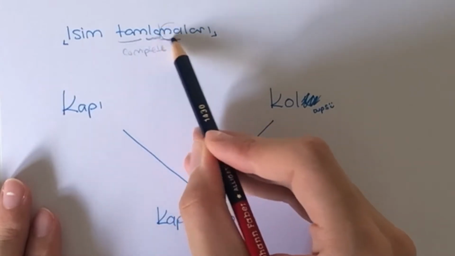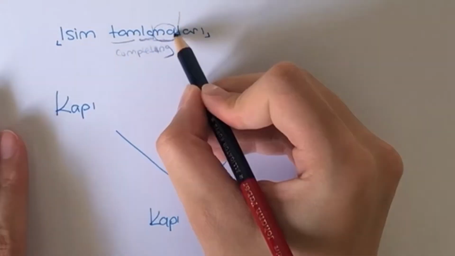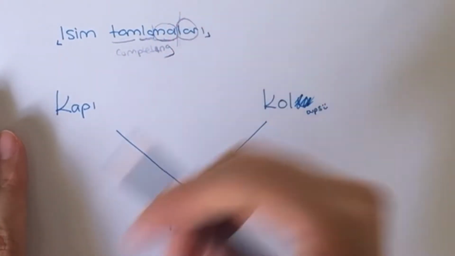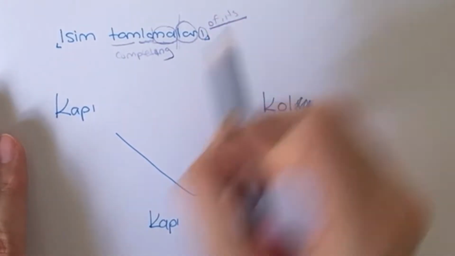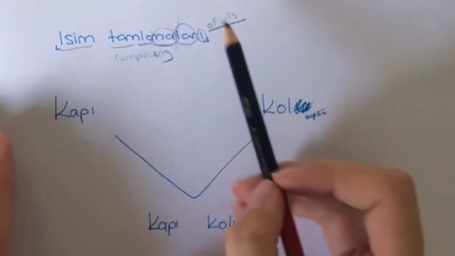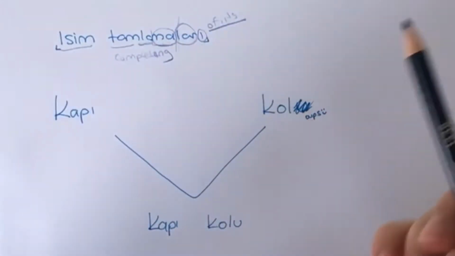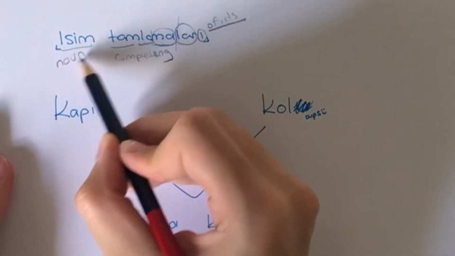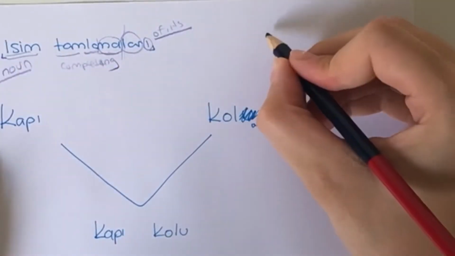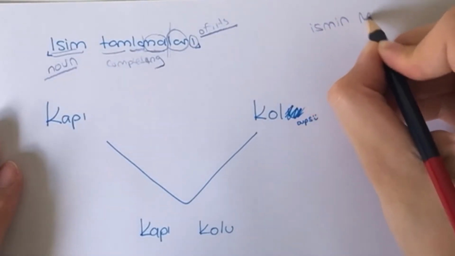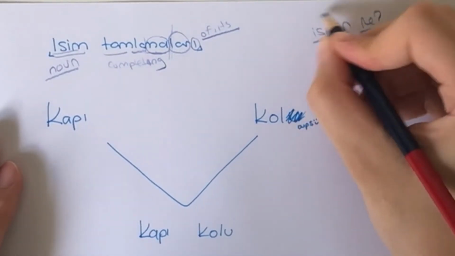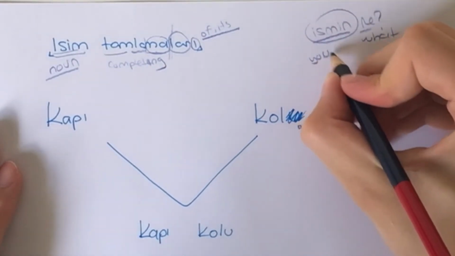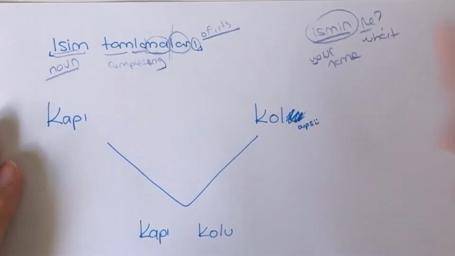Tamlama, as we know, ma makes it a noun. Lar is the plural suffix, and tamlamaları, this is of or its, as we learned before. So isim, the tamlama of isim, the tamlama of noun. Isim is noun. It also means name. İsmin ne? What is your name? Ne is what? İsmin is your name. I'm going to talk about something else here later too.